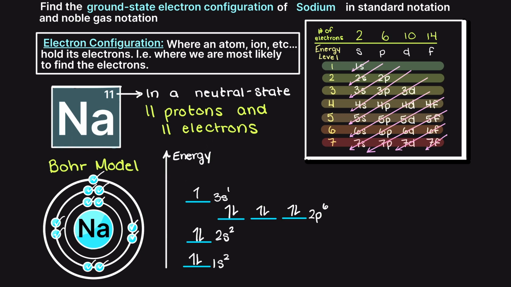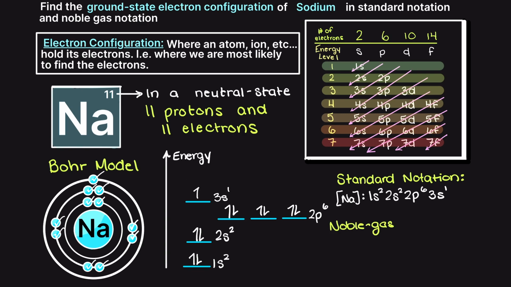Now that we have placed all of our electrons into the energy level diagram, we can write out the electron configurations. Firstly, in standard notation, we have 1s2, 2s2, 2p6, 3s1. Then, we can write it in noble gas notation. The noble gas that is the next lowest to sodium is neon. Therefore, we can consolidate this portion of the standard notation and write sodium electron configuration as neon 3s1. And there we go. We've just solved for the sodium ground state electron configuration in both the standard and noble gas notations. I hope that this video helped your understanding of how to find sodium's ground state electron configuration.